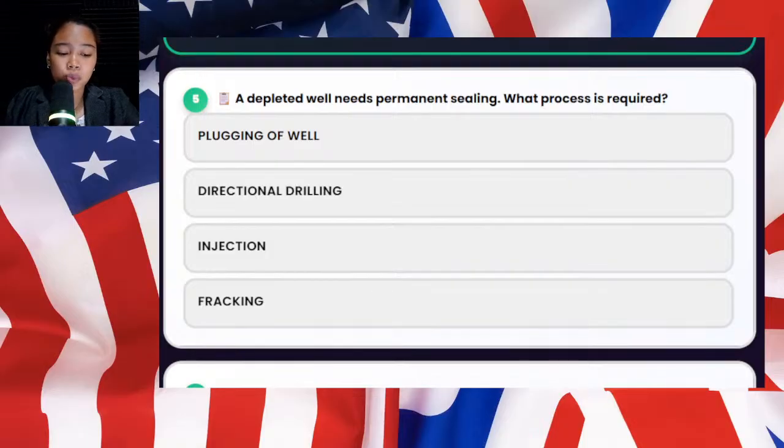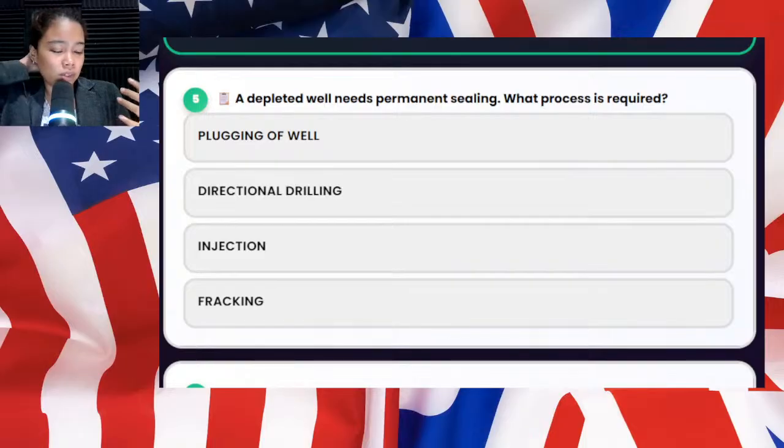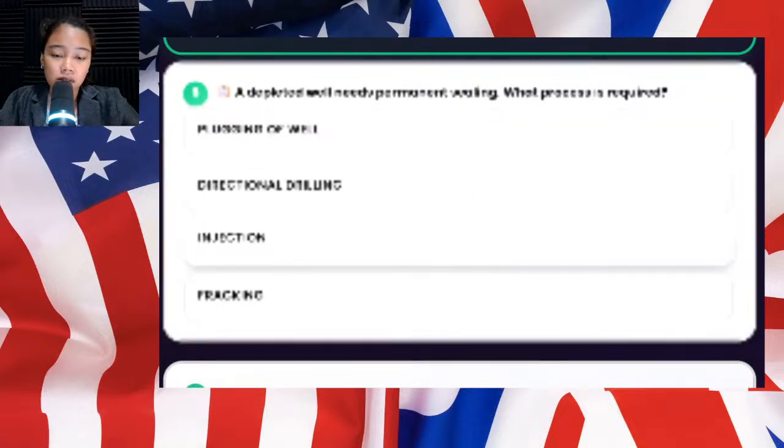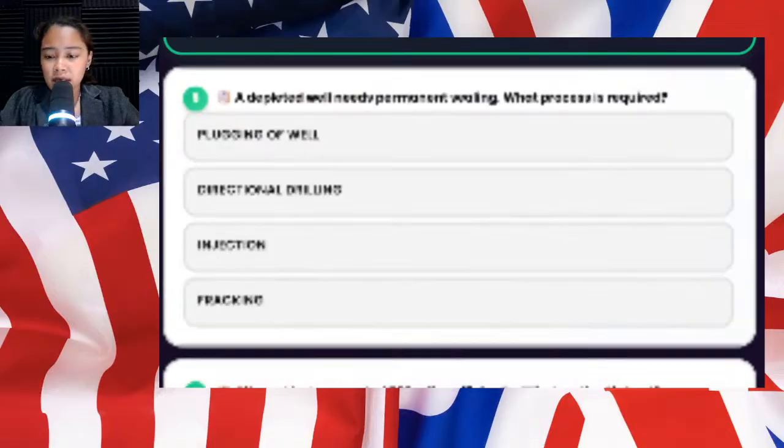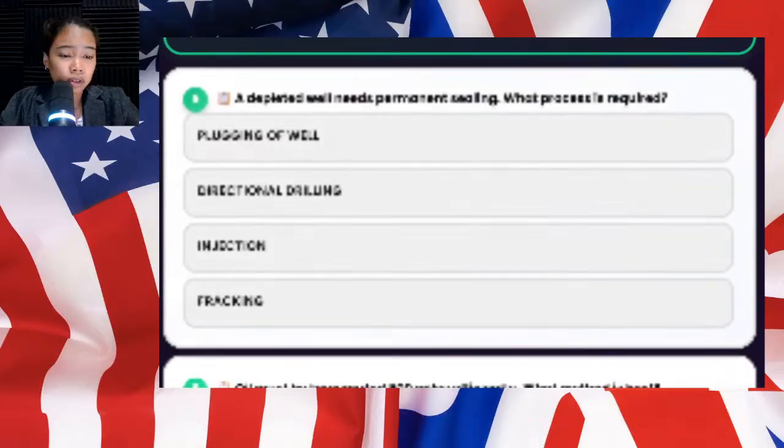Next, we have directional drilling. Directional drilling is the one that provides flexible drilling. Basically, it goes far away from the traditional method, which is just going straight down, but it can also change direction, even horizontal, like 90 degrees. So that is directional drilling, and still not what we're looking for.